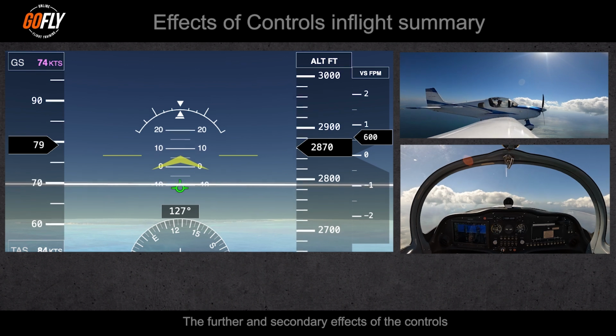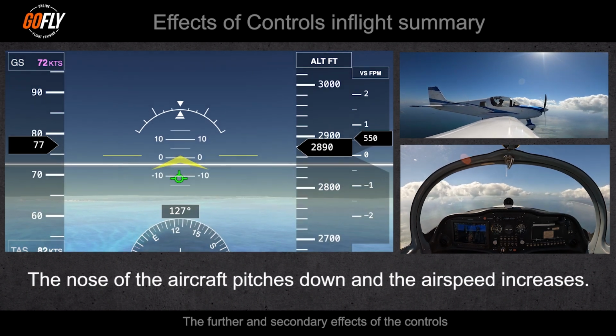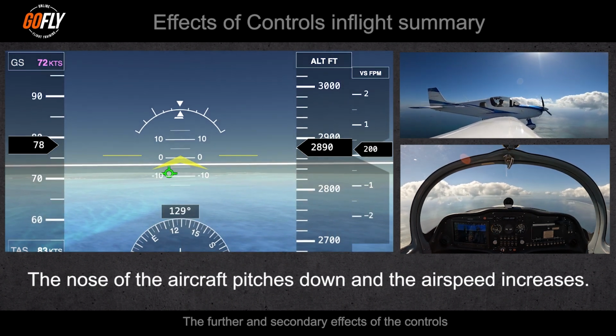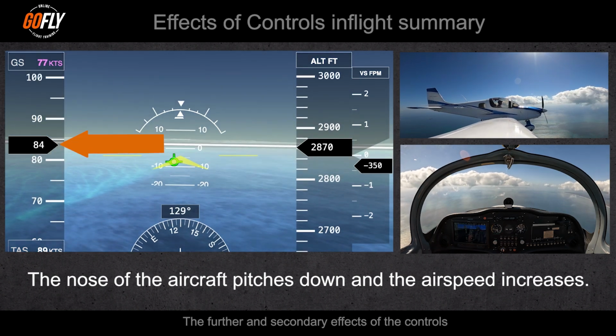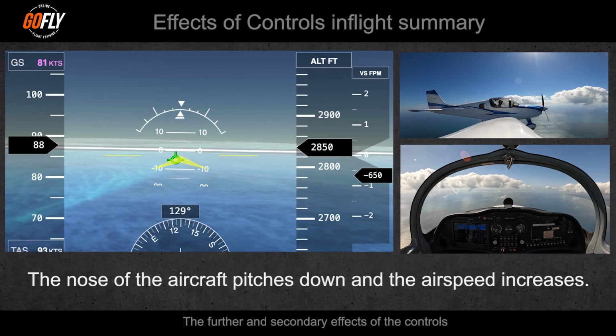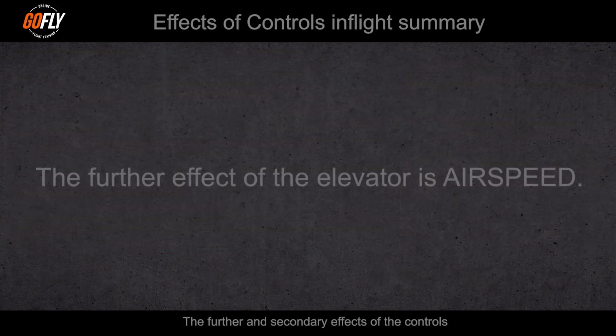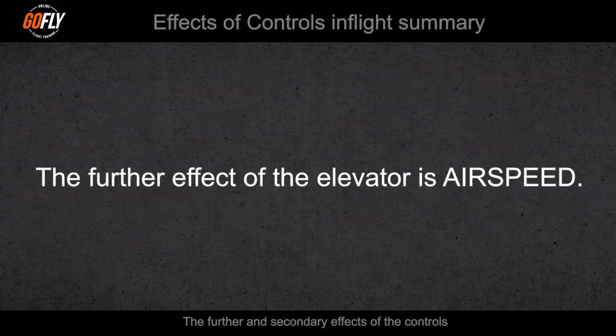returning to level flight. When I move the control column forward, the nose pitches down in relation to the horizon, and the aircraft's airspeed starts to increase. The further effect of the elevator is airspeed.